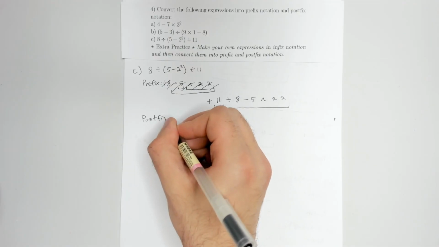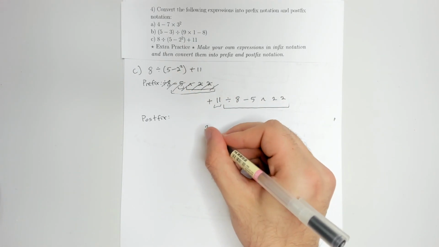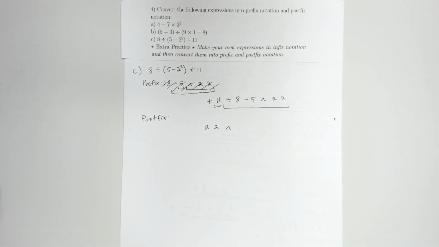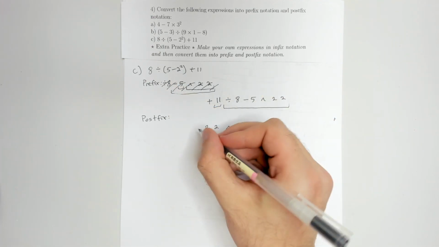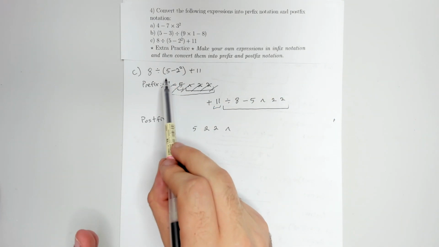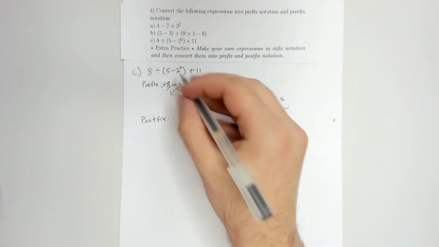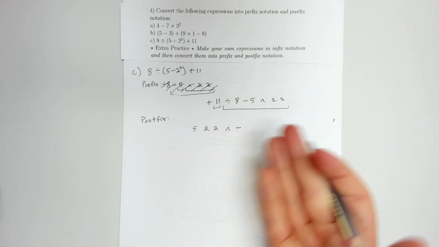Now for postfix, same kind of philosophy. We start with the 2 to the power of 2, so that's written as 2, 2, and then an exponentiation. Next up, we want to do the subtraction of 5 minus that, so we put 5 here, kind of keeping the same order of the 5 and then the 2 to the power of 2, but then we write the subtraction operation to the right of everything. We put it post everything.